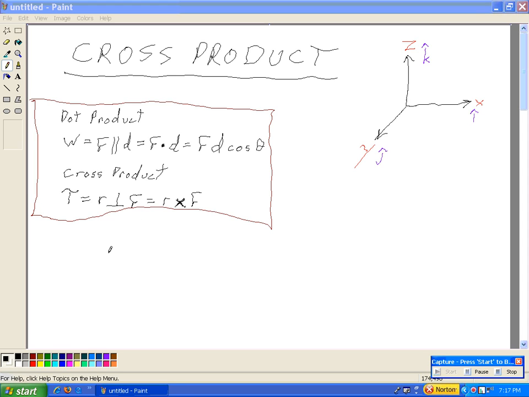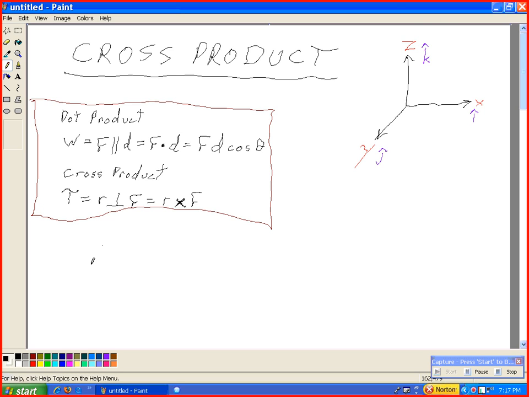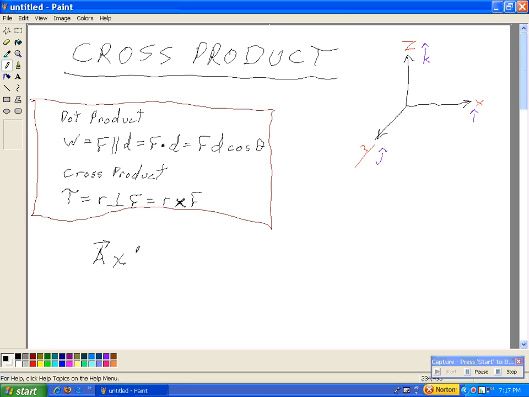Okay. Let's do one. Let's find the cross product of vector A and vector B. Okay.